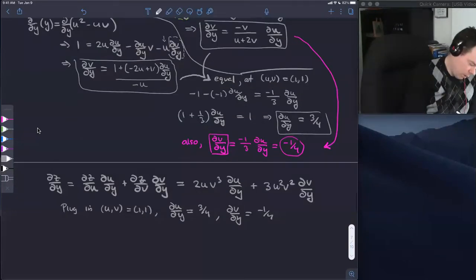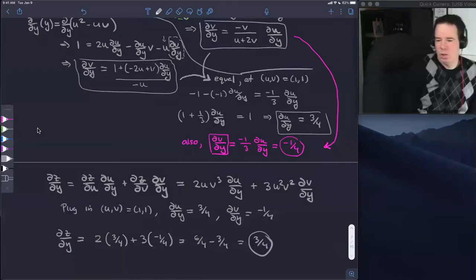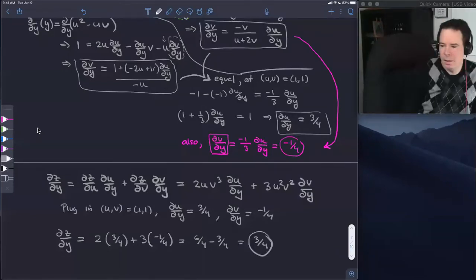And we plug all of those things in, and we get dz dy is equal to 2 times 3/4 plus 3 times -1/4. In other words, 6/4 minus 3/4, or 3/4. And so that's how z changes with respect to y. If y increases by 1 unit, then z increases by 3/4 of a unit.